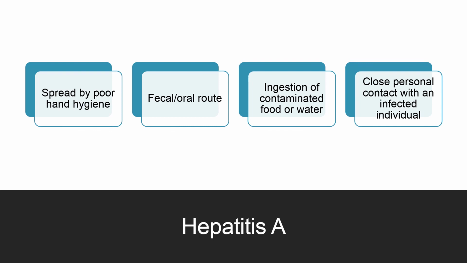This hepatitis is not chronic. Many of these patients do not have jaundice, and it can be more severe in patients over 40 years old. There is a vaccination available, and it is 95 to 100% effective, and it's given in 2 to 3 doses.